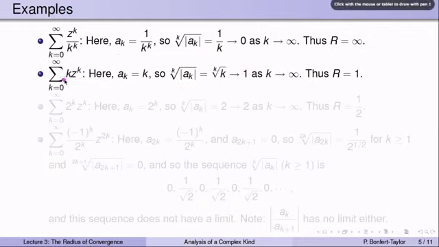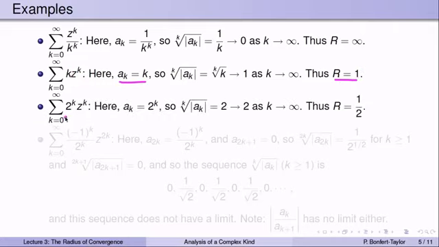Next, look at the series k times z to the k. So the ak's are equal to k, and if I take the kth root of ak, that's the kth root of k. And it turns out the kth root of k actually goes to 1 as k goes to infinity, and therefore the radius of convergence is 1. We saw this using the ratio test as well. So often it is the case that it's not just one test that works, you can use multiple tests. So both the ratio test and the root test worked in this case and gave us that the radius of convergence is 1. How about the series 2 to the k times z to the k?